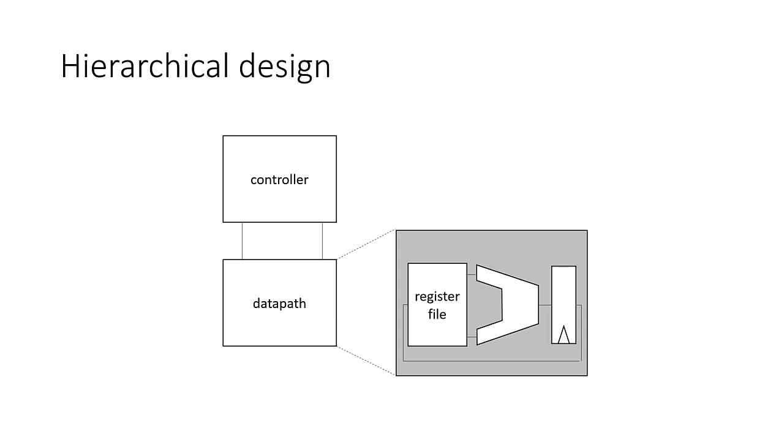Hierarchical design refers to the way we use abstraction and refinement to create and verify computer systems. In this case, we have a data path and a controller. The data path, in turn, includes several components, including a register file, an ALU, and another register. The controller, similarly, has its own internal components. We use divide and conquer in order to take complex systems and break them down into smaller pieces that we can deal with more easily.